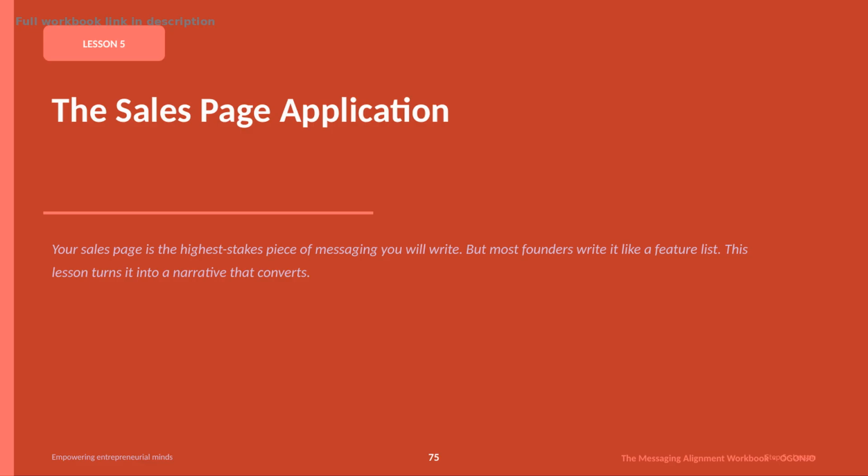In this episode, we're going to draft a complete sales page using the Problem Agitation Solution framework, writing every section, problem, agitation, solution, and call to action, entirely in your buyer's language. Let's turn your messaging system into a page that converts.